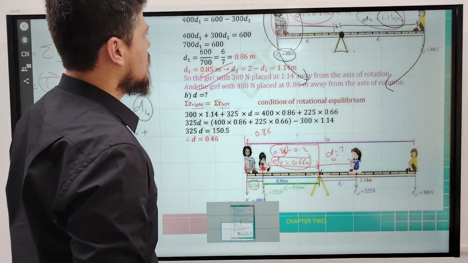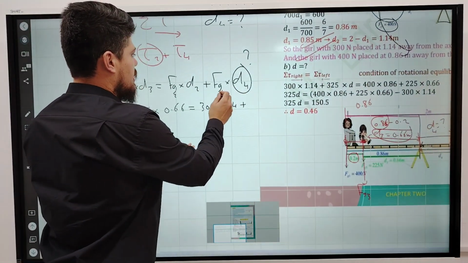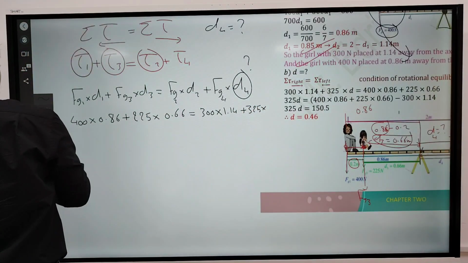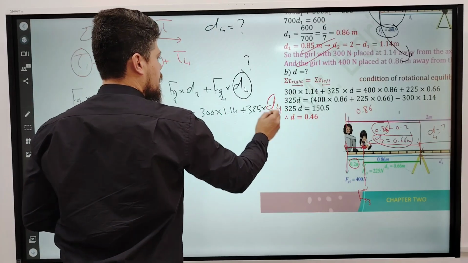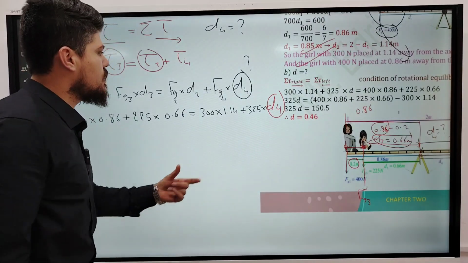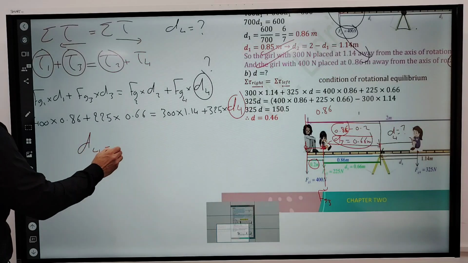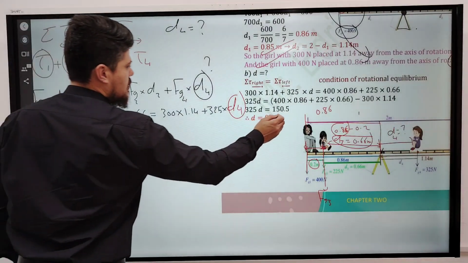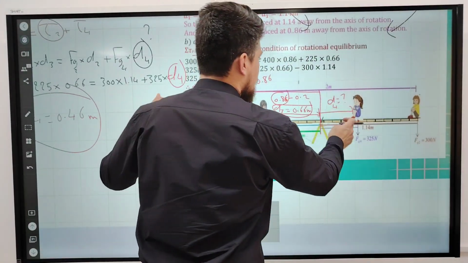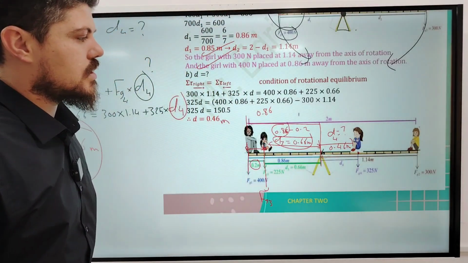Fg4 was given, okay, the fourth child, 325 Newton, times D4, which is unknown. Okay? So all other quantities are given, so by rearranging the equation, you can find D4, which is equal to 0.46 meter, okay? 0.46 meter from the axis of rotation. So this distance is 0.46 meter from the axis of rotation, okay?